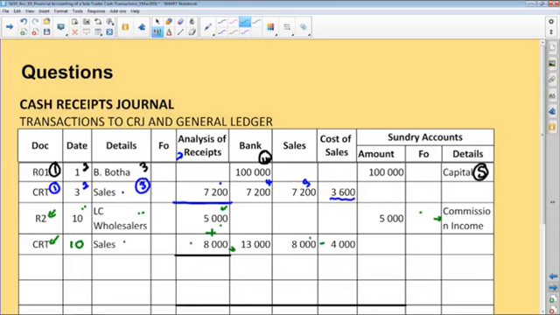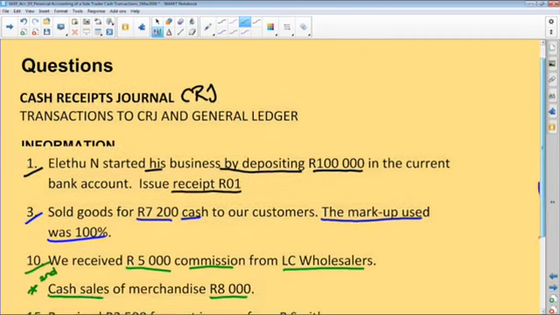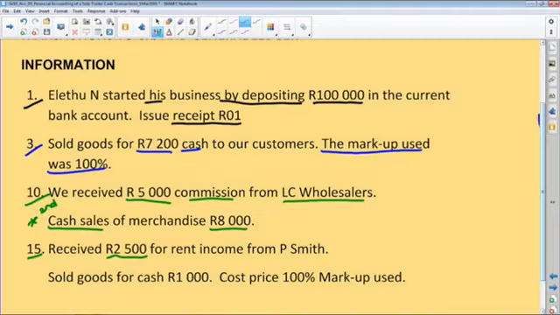Now, I'm hoping that you understand this in good detail because I'm going to leave you with the last 2 transactions. Let's read them together. On the 15th, we received 2,500 Rand for rent income from P. Smith, and we sold goods for cash 1,000 Rand. The cost price is 100% because we used the normal markup. I'm giving you 2 minutes to complete the 2 transactions.